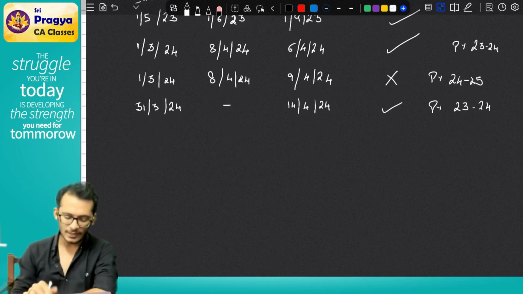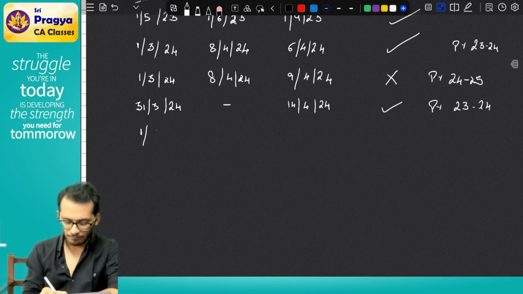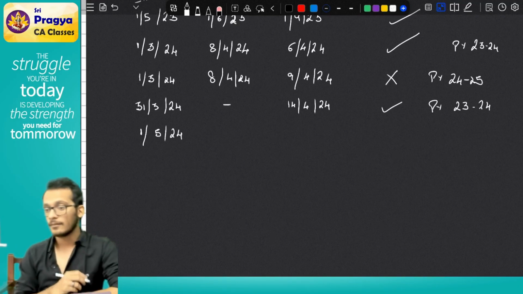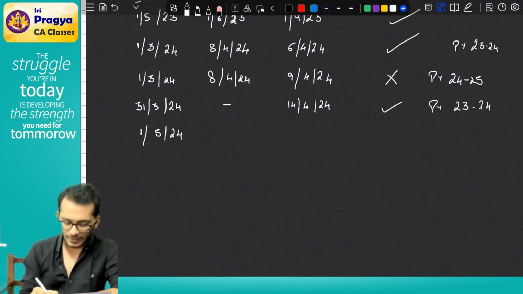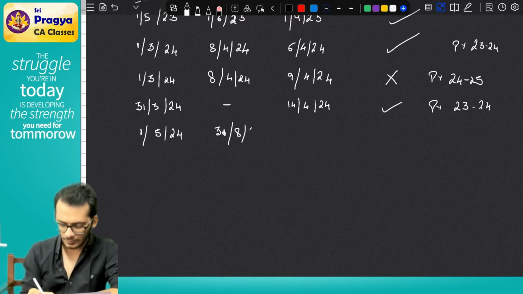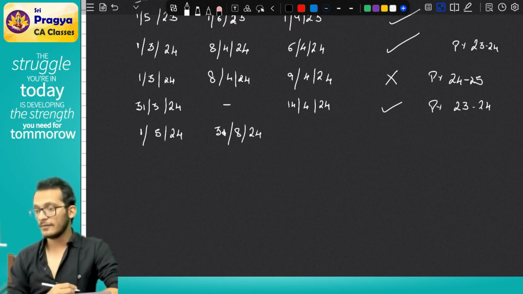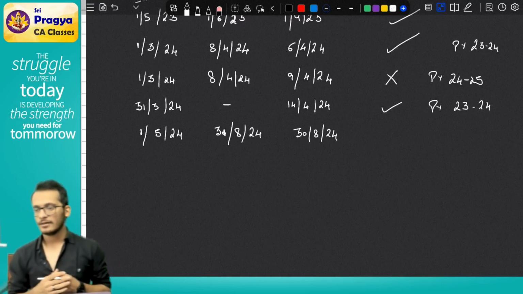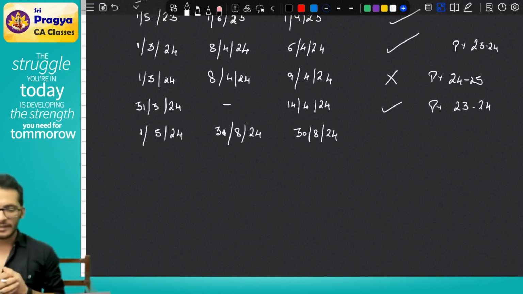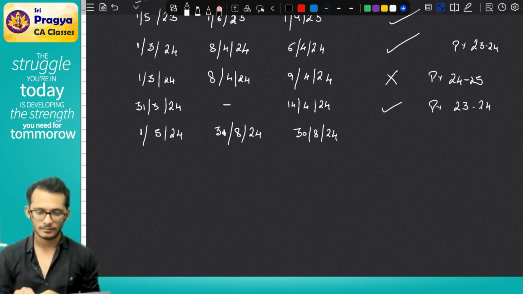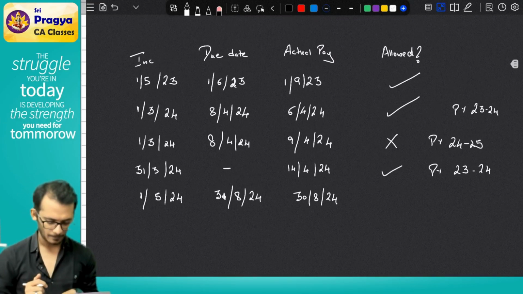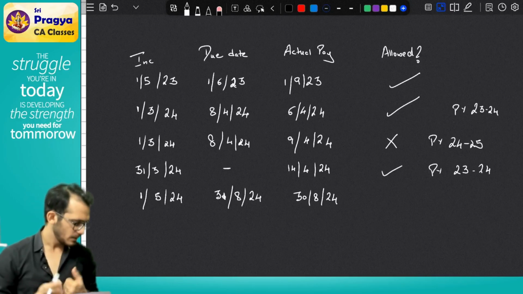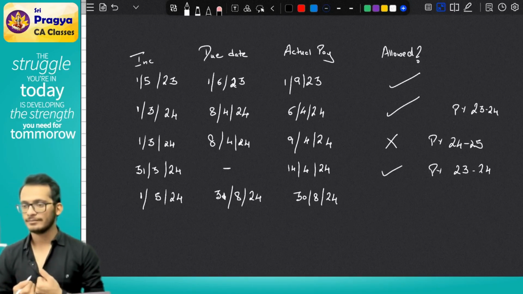Yes or no? Yes, Rahul, last scenario. I incurred the expense on 1st May 24. My due date is 31st August 24. I made the payment on 30th August 24. I will be allowed this as a deduction in the previous year.